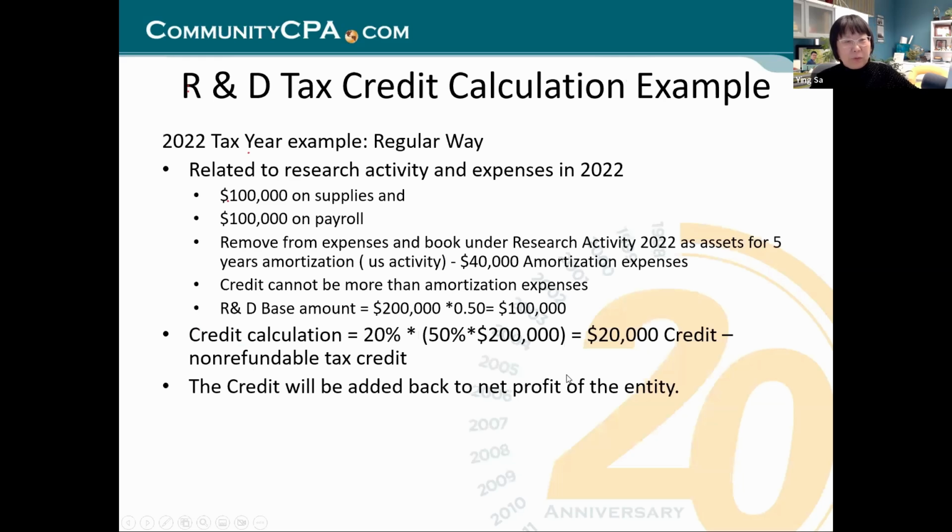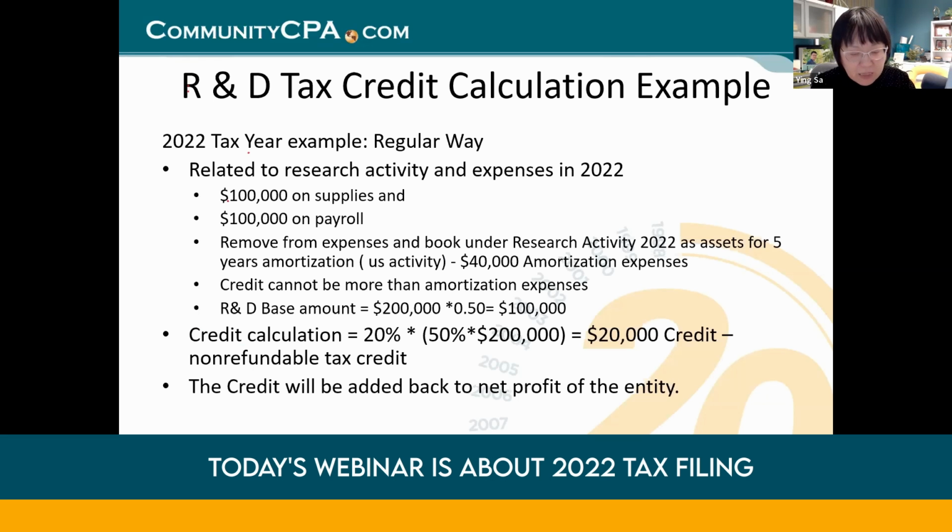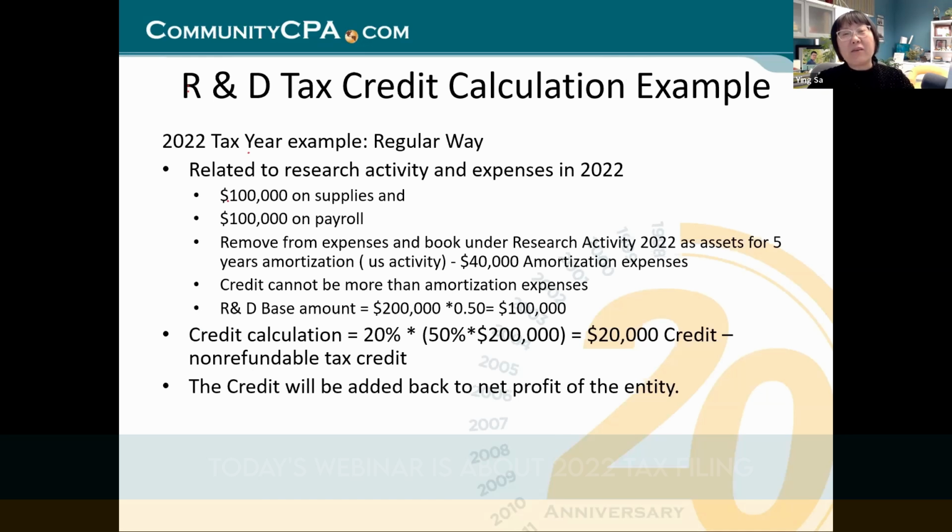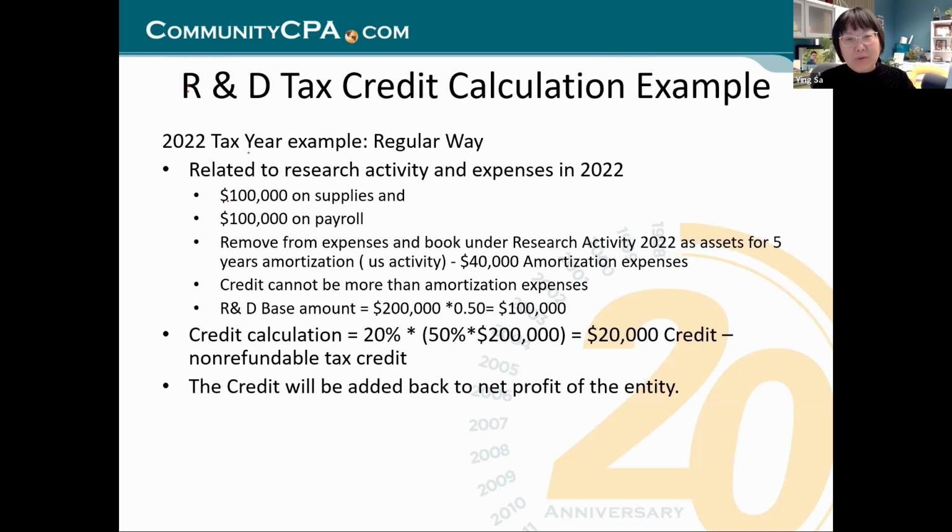So this is our example. In 2022, oh, by the way, I want to say that today's webinar is really for 2022 tax filing. If you are going to do an R&D credit claim in 2022, this is the right one. But if you are going to do it in 2023, it might not be, there are updates after January 1st, 2023. So my focus is on 2022, folks, okay? All right, so let's look at this.